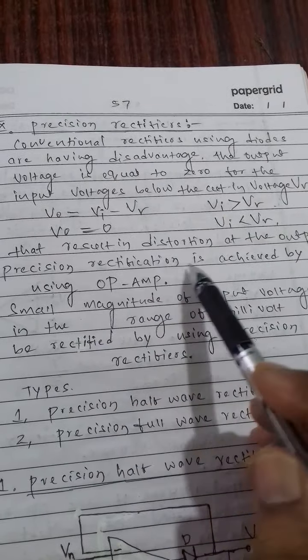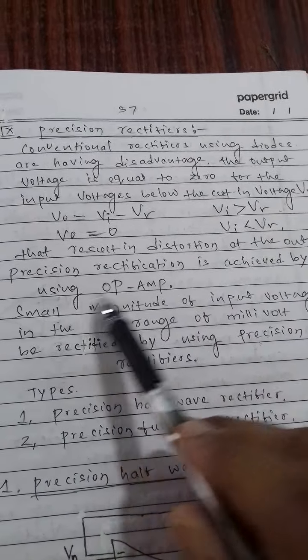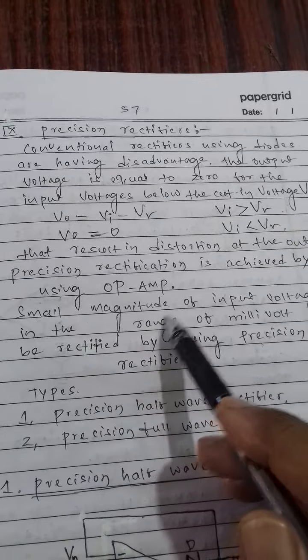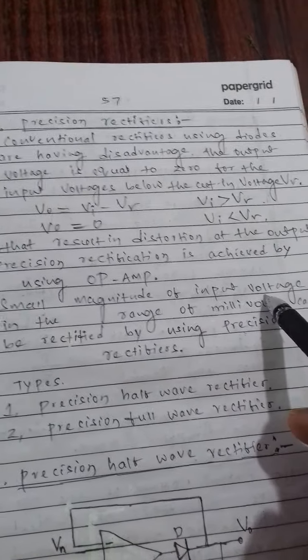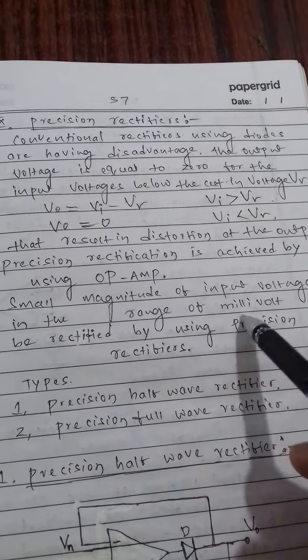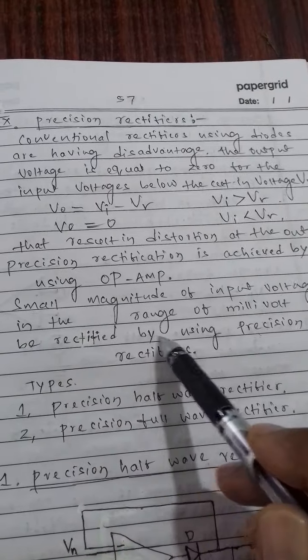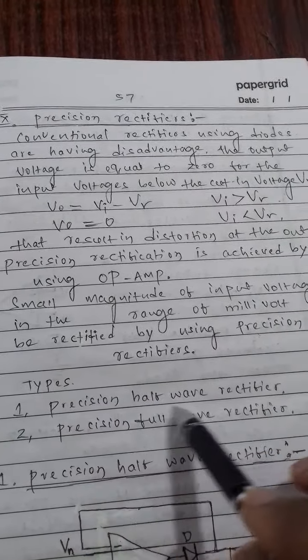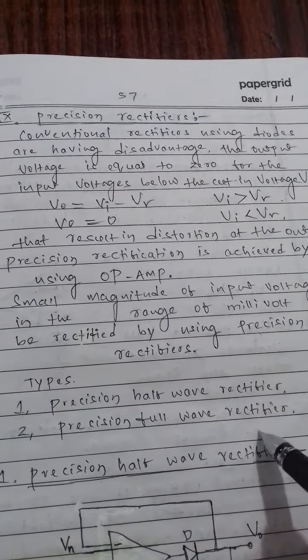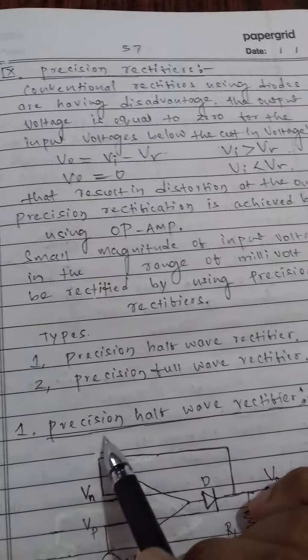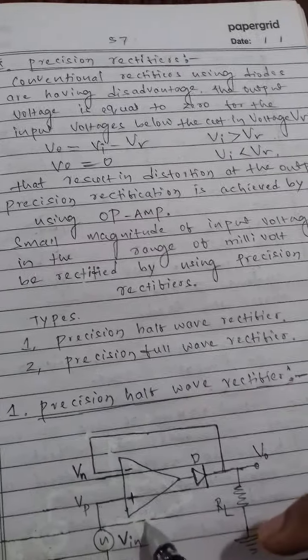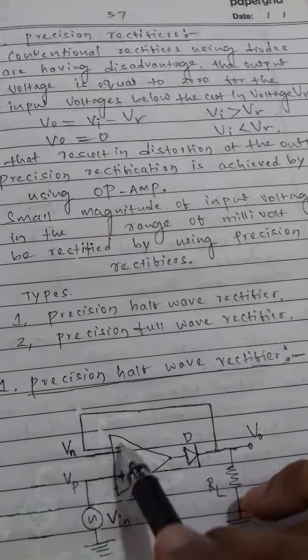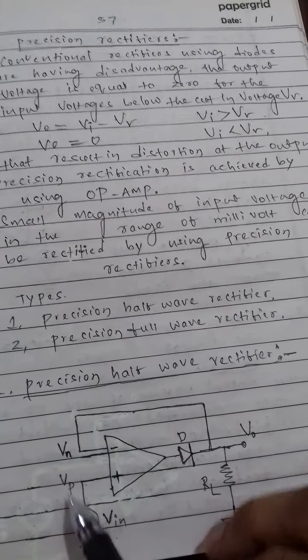Precision rectification is achieved by using op-amp. Small magnitude of input voltage in the range of millivolts can be rectified by using precision rectifiers. Types of rectifiers: precision half-wave rectifiers and precision full-wave rectifiers. Precision half-wave rectifier is here. It has the diode, with VN and VP.